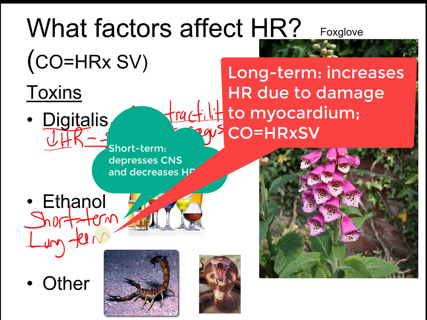Now remember the formula, cardiac output equals heart rate times stroke volume. So as the myocardium is damaged, the stroke volume goes down. And as your body tries to maintain homeostasis and keep up that cardiac output, the only thing it can do is raise the heart rate. And that's what happens. So long-term abuse increases the heart rate.